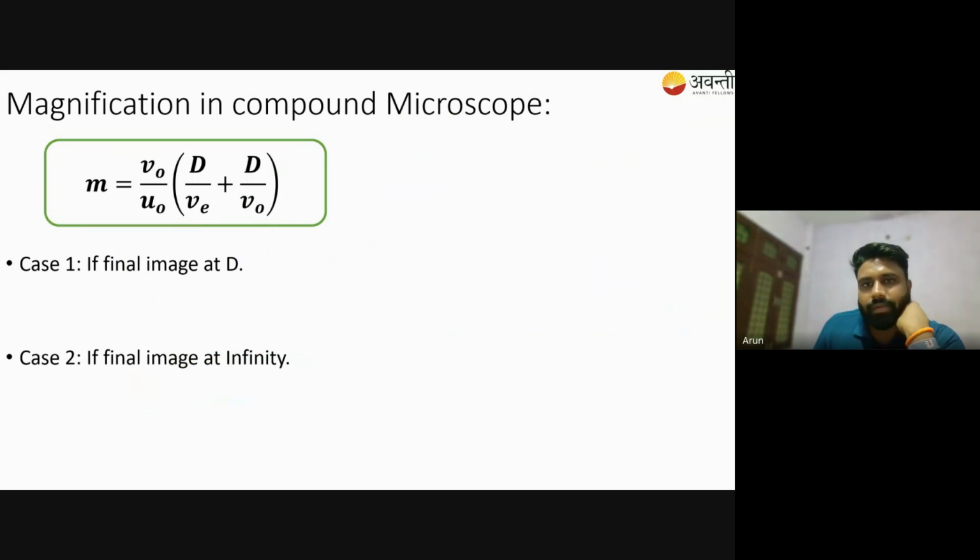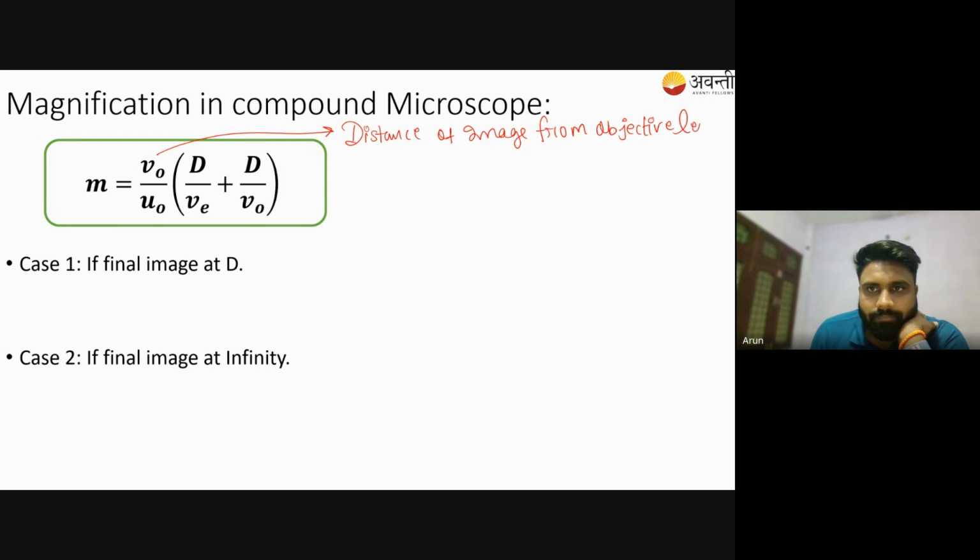Now magnification in compound microscope. The formula for magnification is: m equals VO upon UO into (D upon VE plus D upon VO)... VO here is nothing but the distance of image from O, meaning the objective lens, and UO is the distance of object, not image, the distance of object from the objective lens.